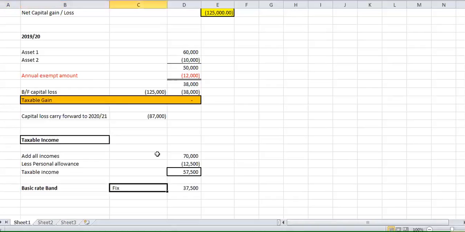But this is a combined level for income tax and CGT. It is used in capital gain tax if not 100% utilized in income tax.